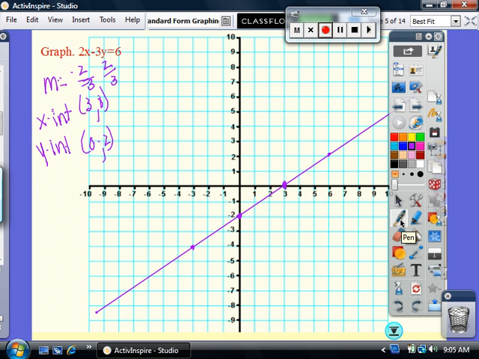Okay? It's increasing left to right. It's got a positive slope. So that part of it's no different. But finding the information, negative A over B, C over A, C over B, that is different.